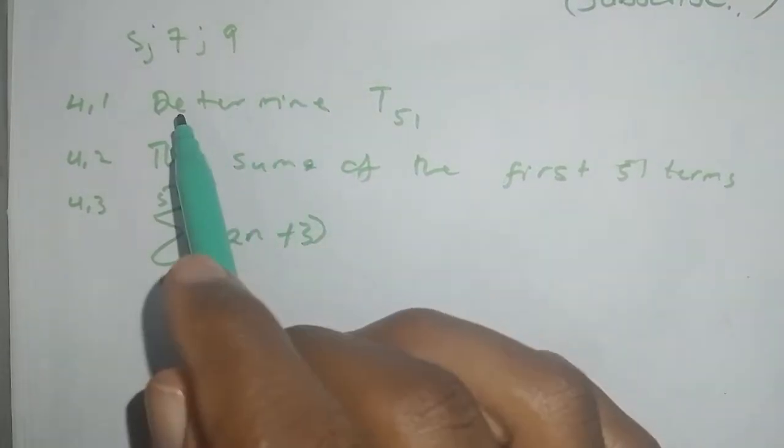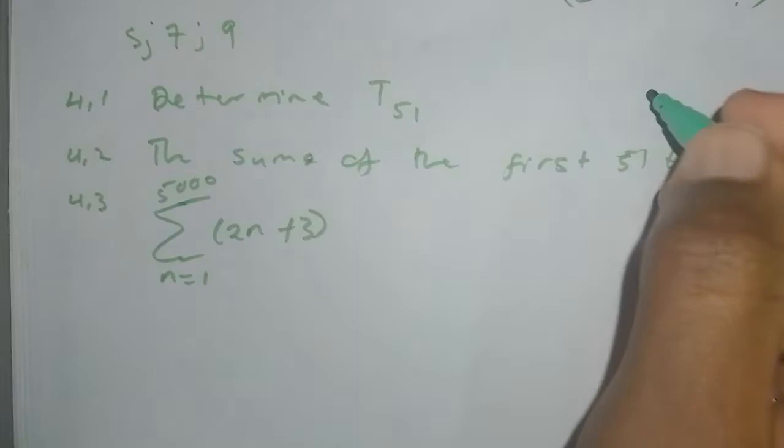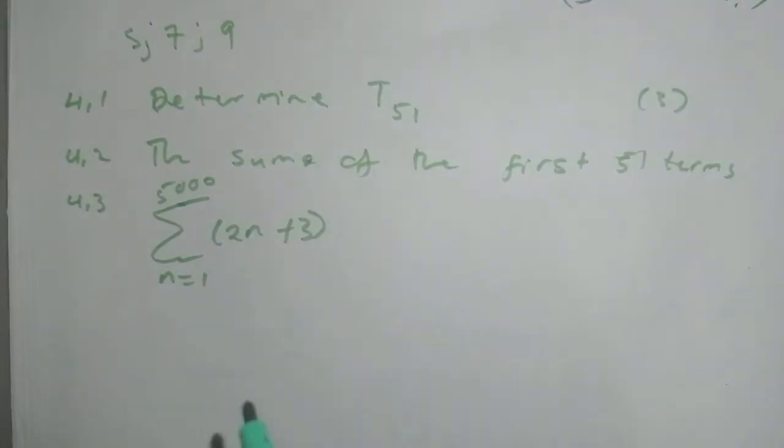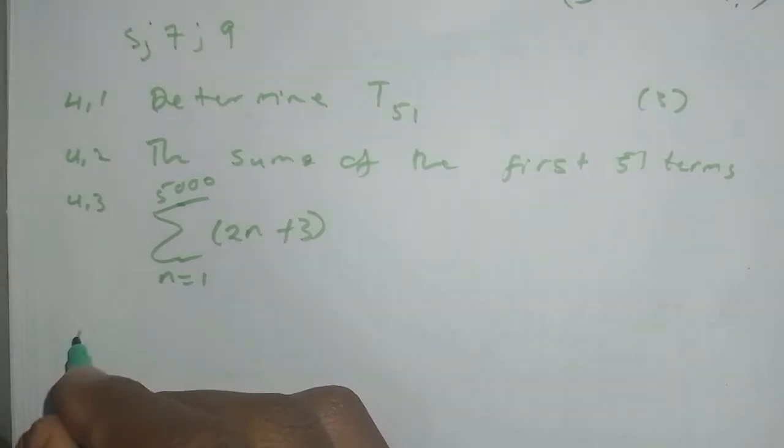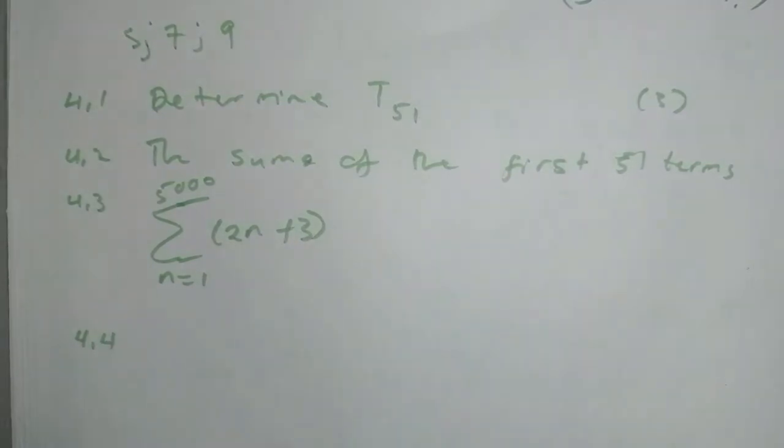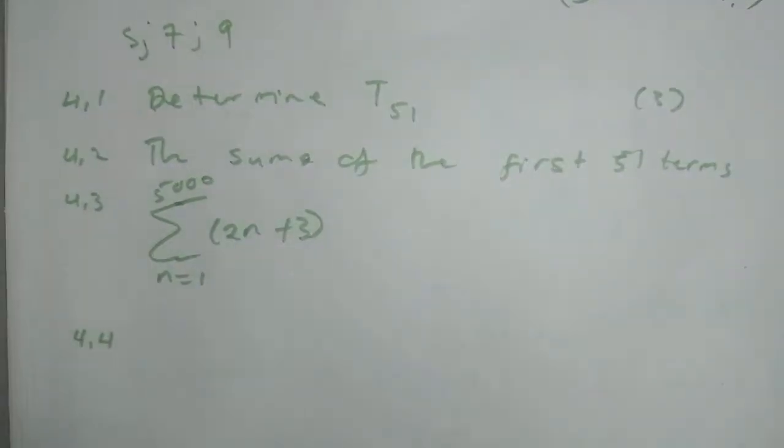The first question says determine T51. This is 3 marks. The second question, the sum of the first 51 terms. And then the third question says write down the expansion of this, show only the first 3 terms and the last term of the expansion. Then after calculating that, 4.3, you have 4.4. Let's just do these 3 and then I'll write the 4.4 down.